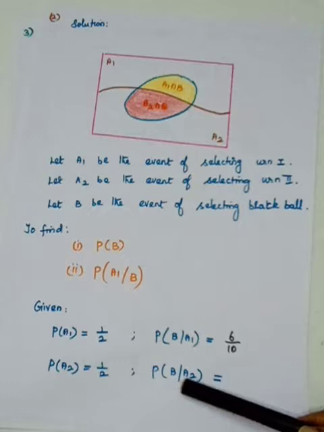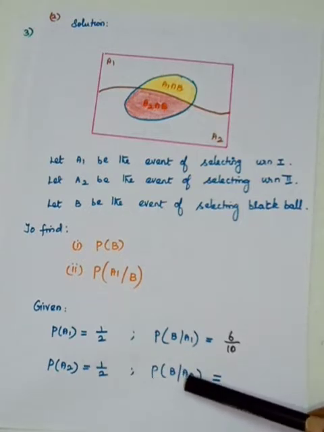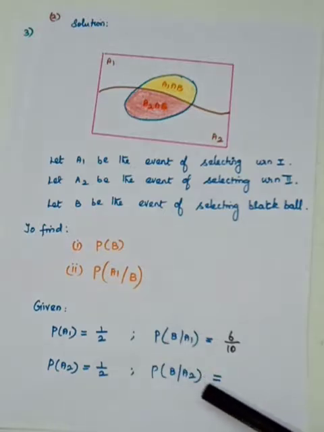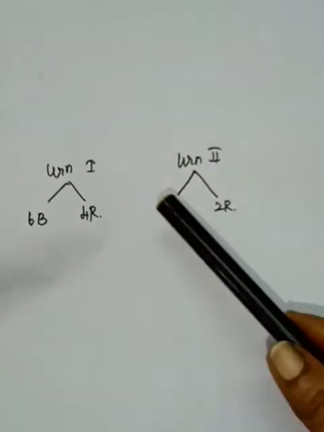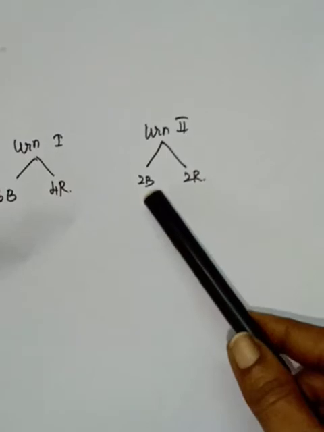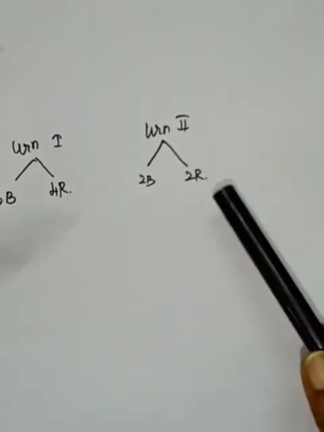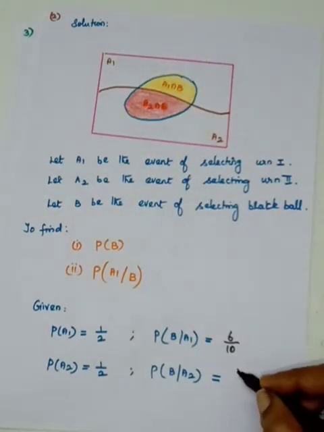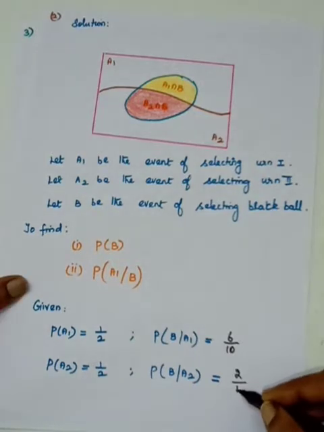What is P of B by A2? The probability of selecting a black ball from the second urn. So in the second urn, how many black balls are there? 2 balls. Totally how many balls are there? 4 balls. So therefore the answer is 2 by 4.